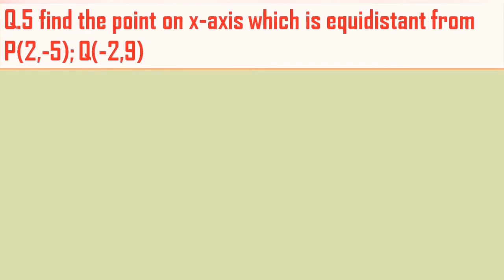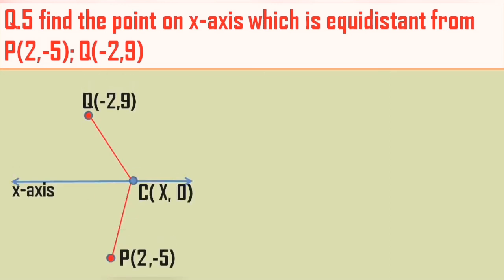Now the question is, there is one point on the x-axis which is equidistant from P and Q, and I need to find the coordinates of that point, right? So by the given information we can say this is what the diagram will look like logically. Let that point be C and its coordinate will be x comma 0. As the point lies on the x-axis, then definitely its y coordinate will be 0.